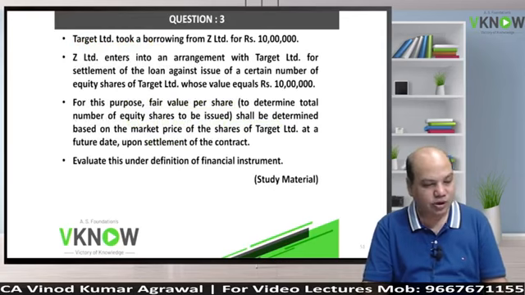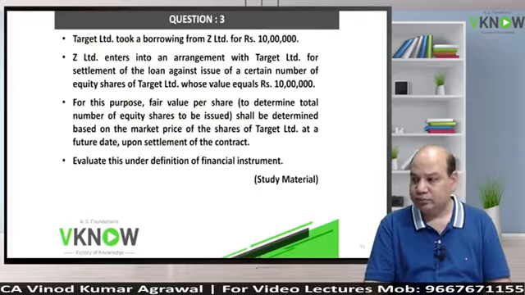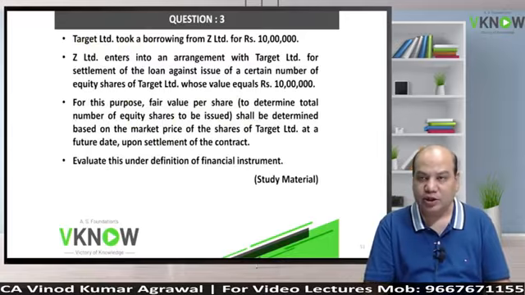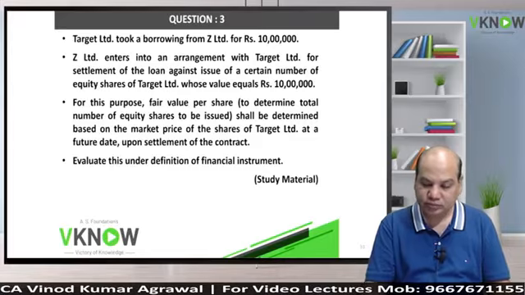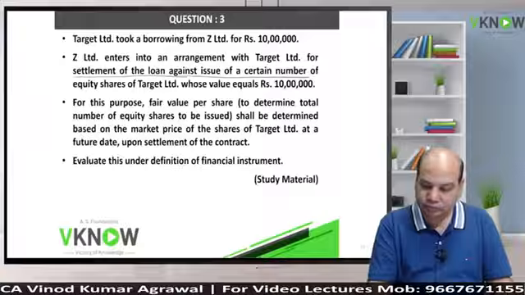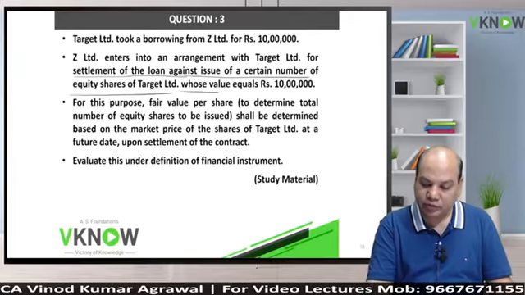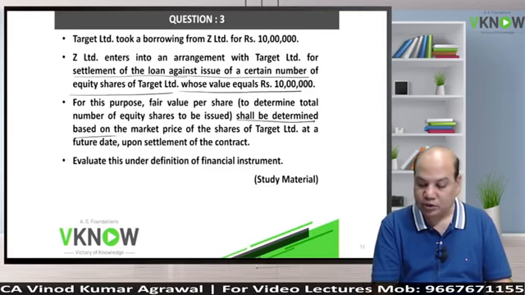And let us look at one question in the study material. Question number 3 on this point. Target Limited took a borrowing from Z Limited for rupees 10 lakh. Z Limited enters into an arrangement with Target Limited for settlement of the loan against issue of a certain number of equity shares of Target Limited, which values equal to 10 lakh. Same example has come in the book also. For this purpose, the fair value of the share shall be determined based on the market price at a future date upon settlement of the contract.